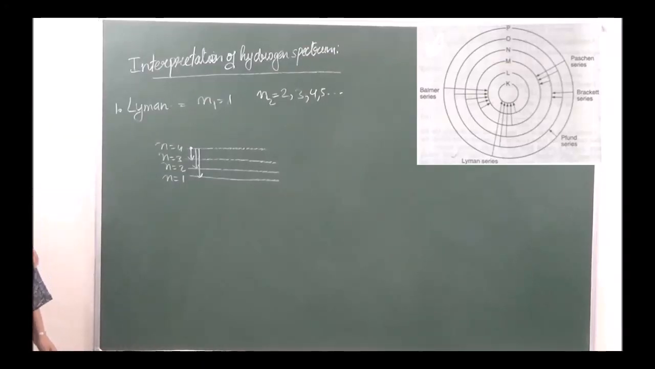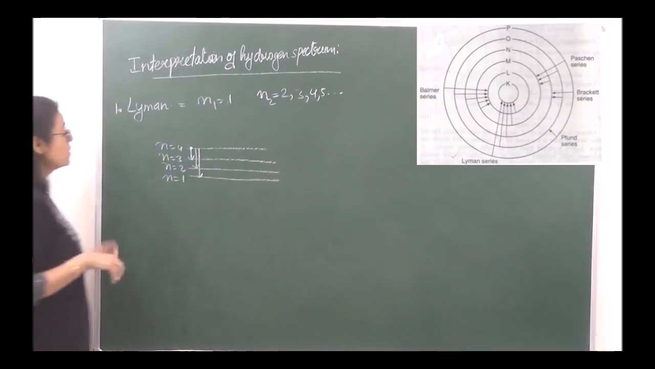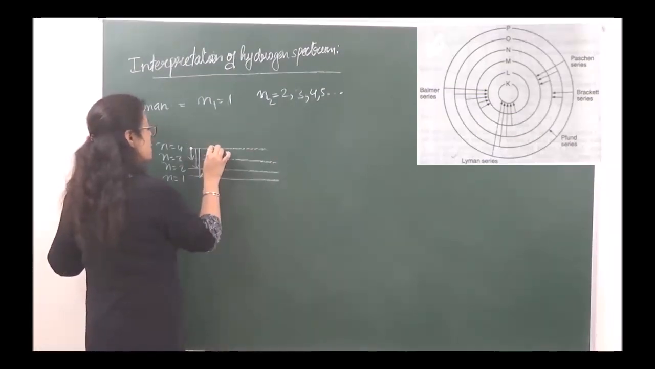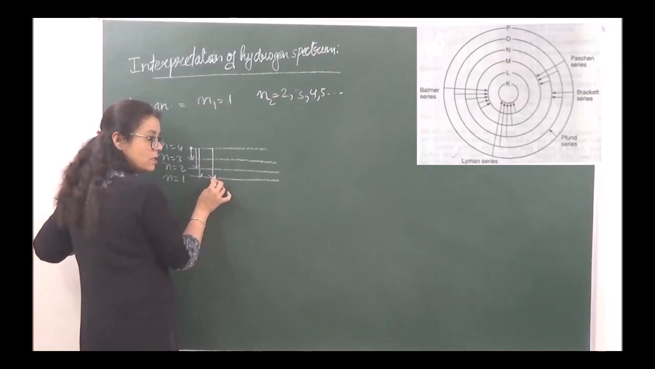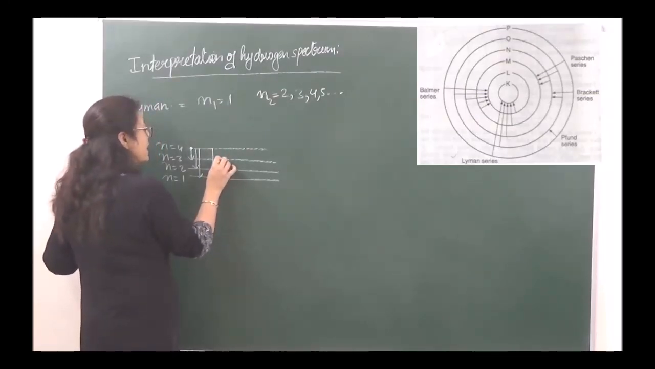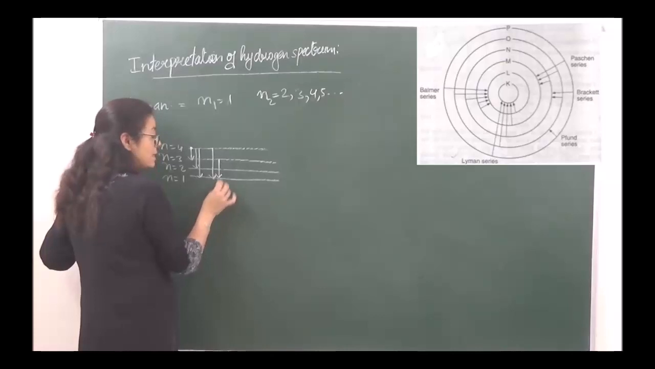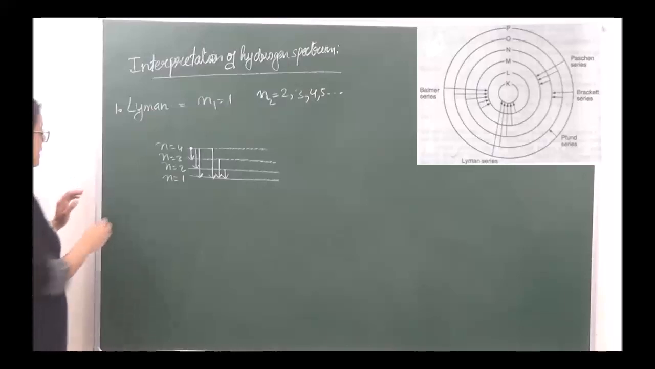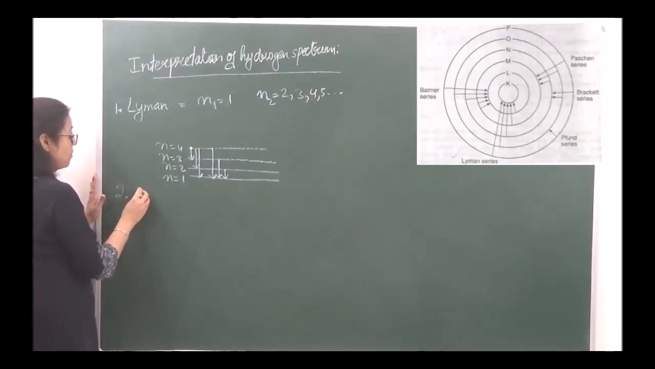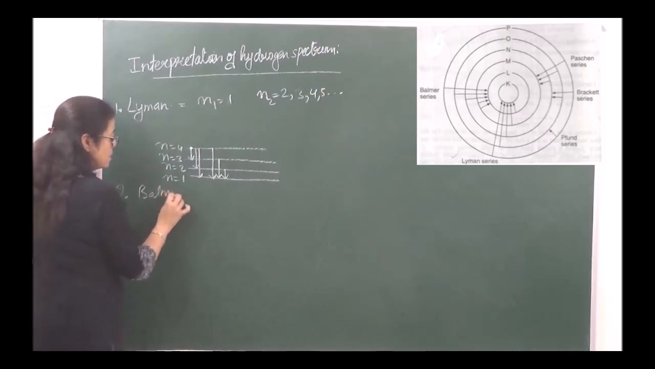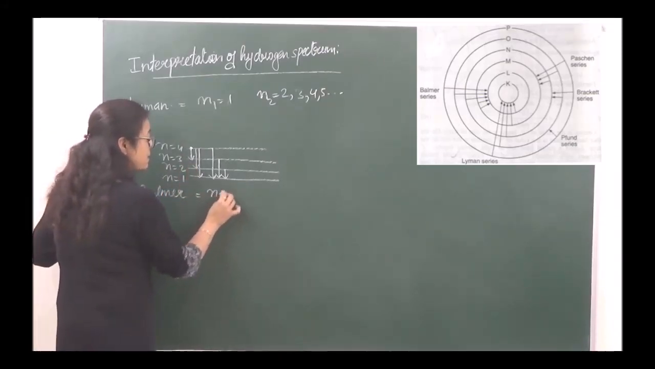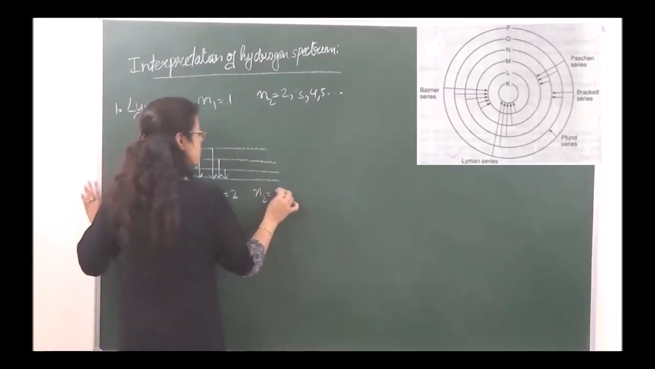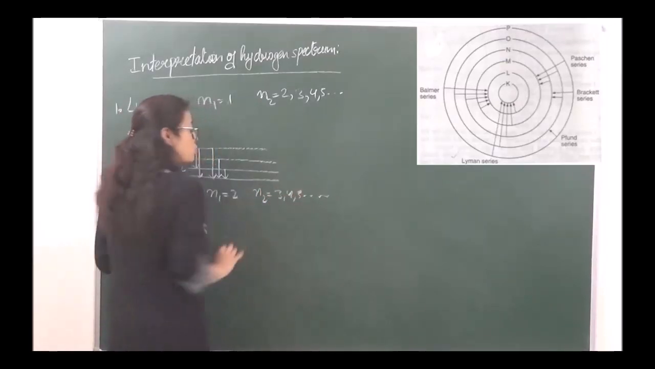So what are we saying over here? These are the kind of transitions which can happen. In other words, the electron is jumping from the fourth to the first. For the Lyman series, it is jumping from third to the first, and from second to the first. In a similar manner, for the Balmer series, n1 is equal to 2 and n2 is equal to 3, 4, 5 and so on.